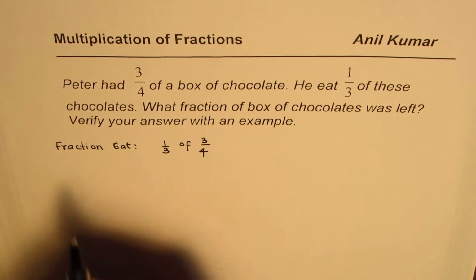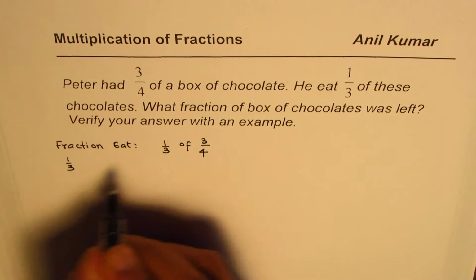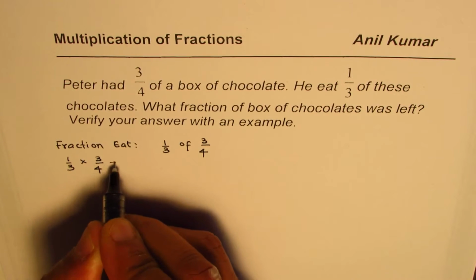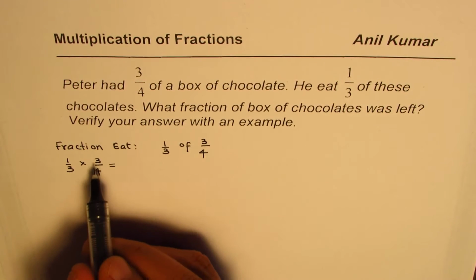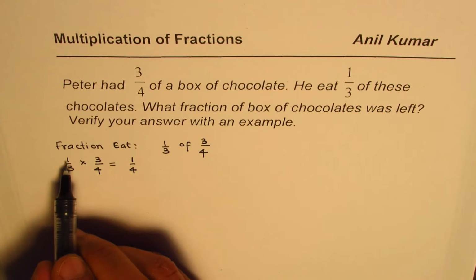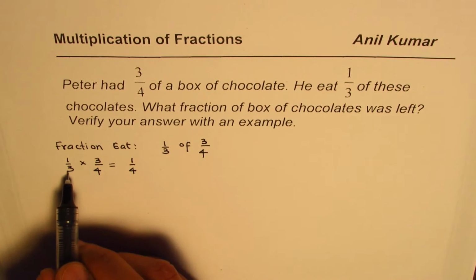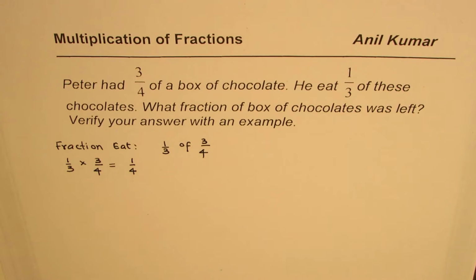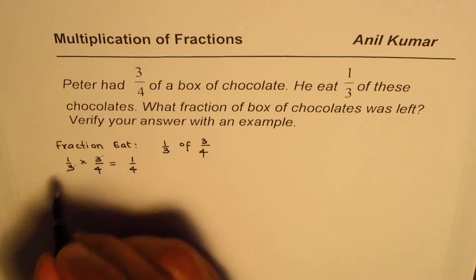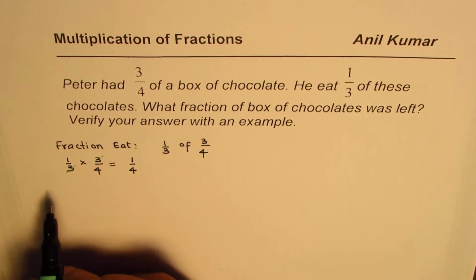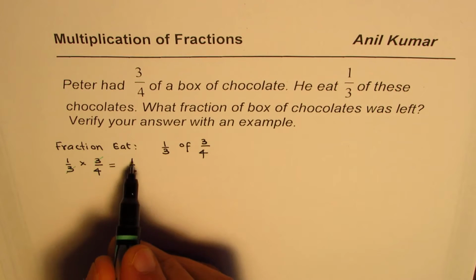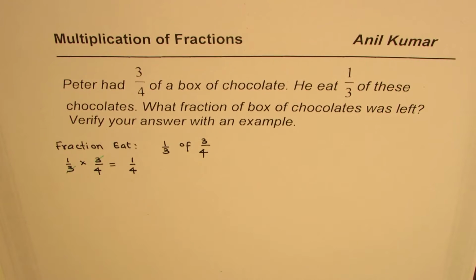1/3 of 3/4. "Of" means times, so you can multiply them. You can cancel 3 and 3, so you get 1/4. You could also do 3 times 1 as 3, 4 times 3 is 12, and then simplify, correct? What I did was I divided both by 3 first. So we get 1/4, correct? So 1/4 he ate.